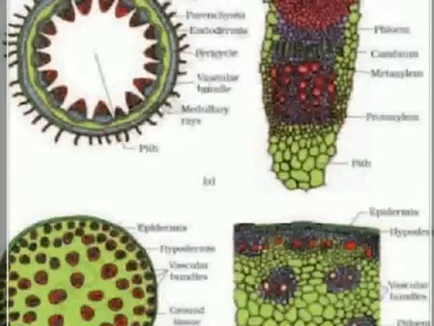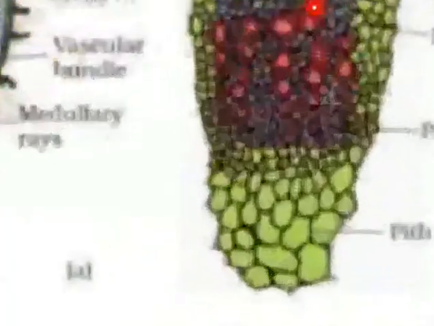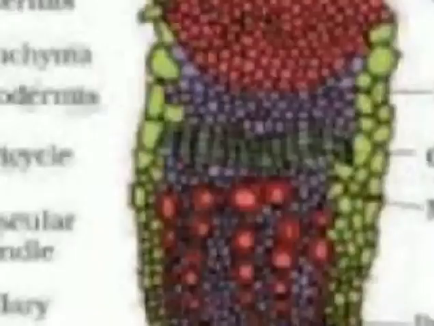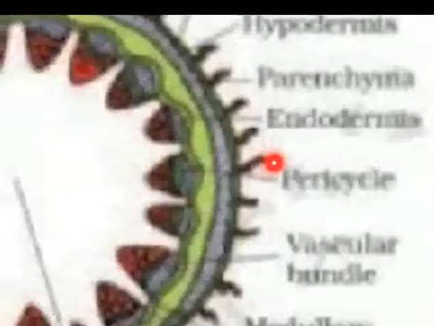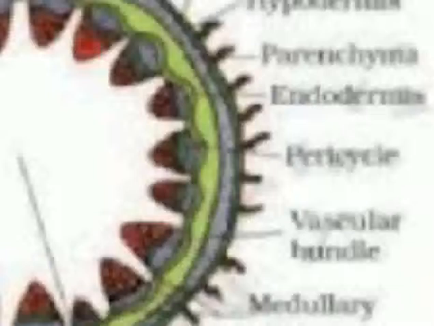It consists of three subzones. You can see these various layers. The outer one is the hypodermis, which consists of a few layers of collenchymatous cells just below the epidermis. This is the hypodermis, which provides mechanical strength to the young stem.